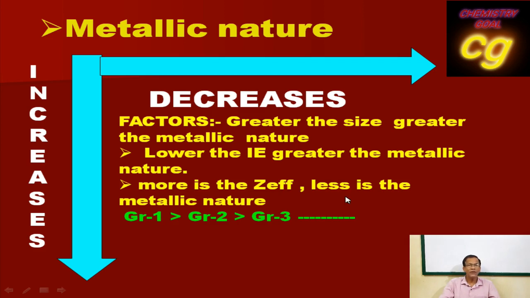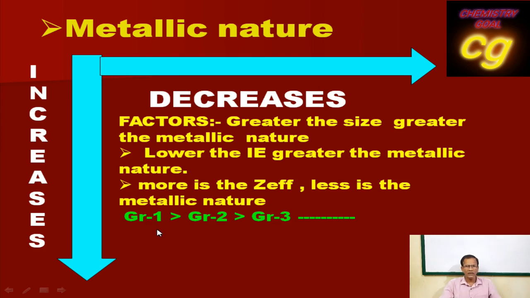More is the Z effective, less is the metallic nature. If Z effective is more, then the tendency to lose electrons will be less. That's why metallic character will be less. So more Z effective, less metallic nature.